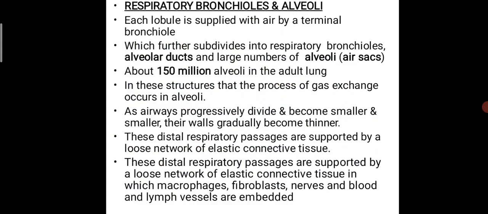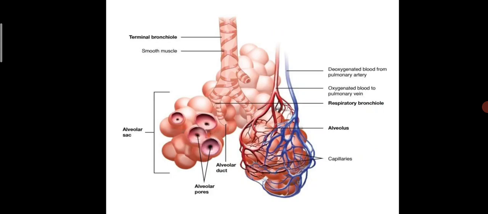Firstly, I said that there are about 150 million alveoli present in an adult lung. See, this is the structure of these bronchioles and alveoli. See here, these are the alveolar pores. Then the alveoli are connected through the alveolar duct, and a large number of united alveoli together form the structure called an alveolar sac.